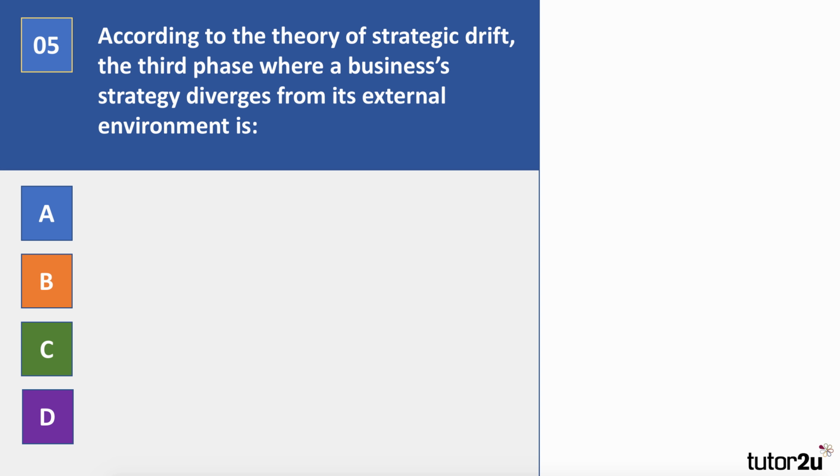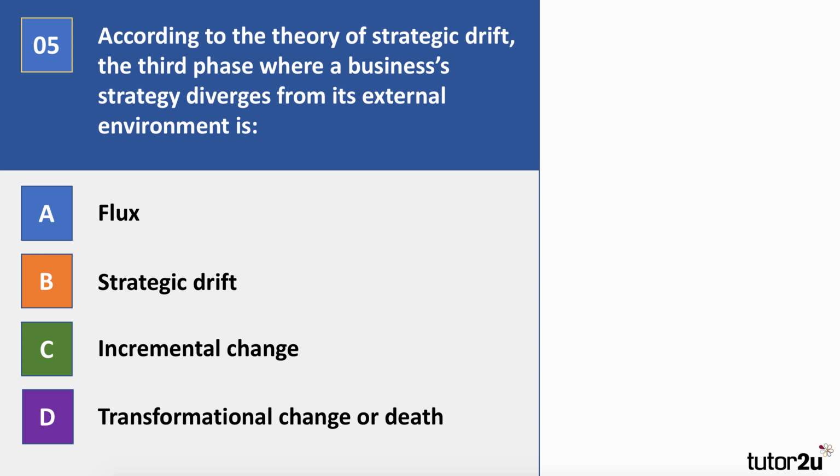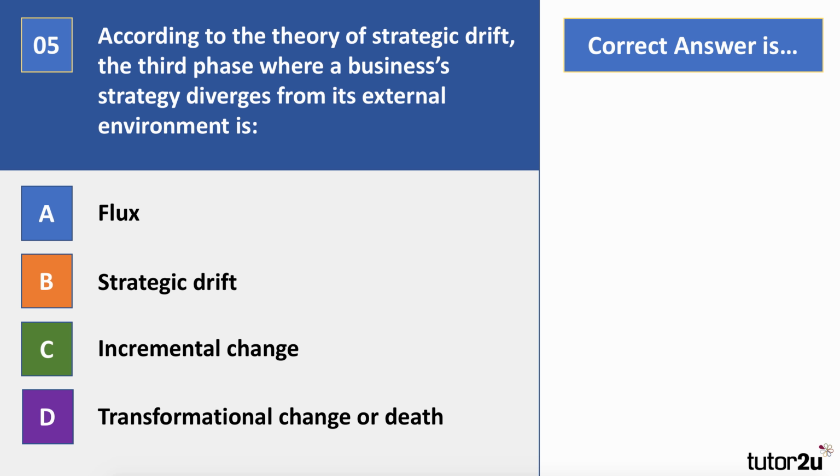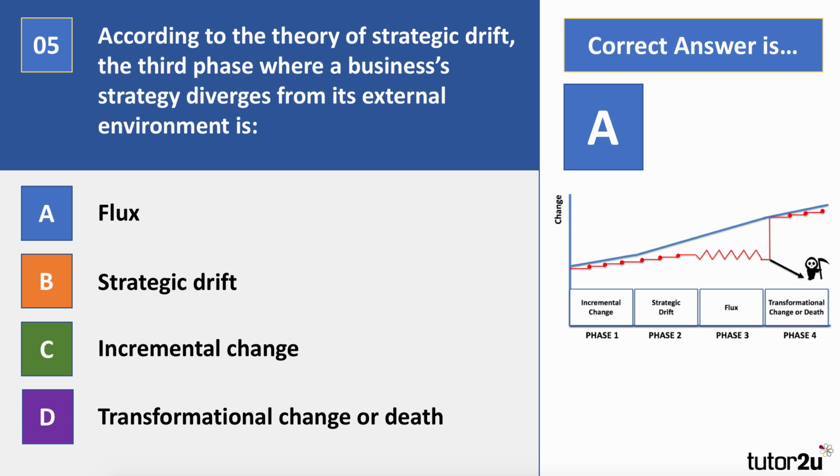According to the theory of strategic drift, the third phase, where a business's strategy diverges from its external environment, is what? Have a look at these 4, pause the video and see if you can work out the right answer. And the answer here, if you remember the model of strategic drift, is A, flux. There's the model, just paste it into the window there. 4 phases of strategic drift.